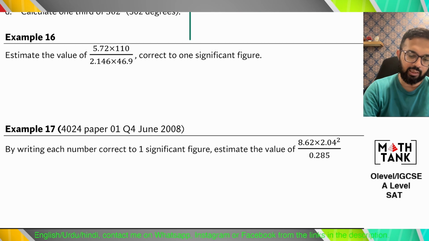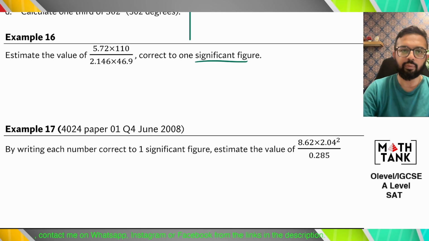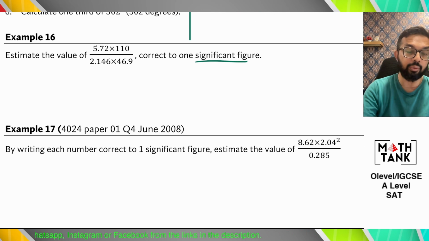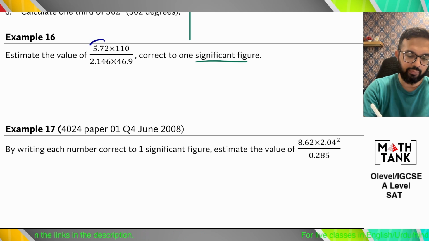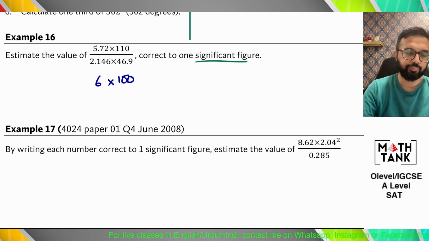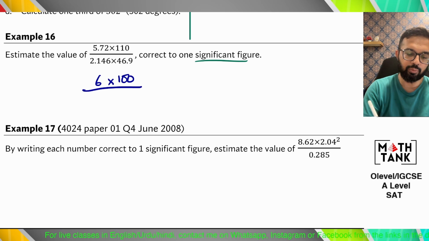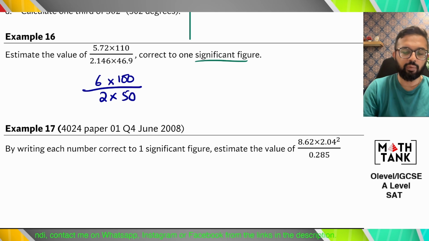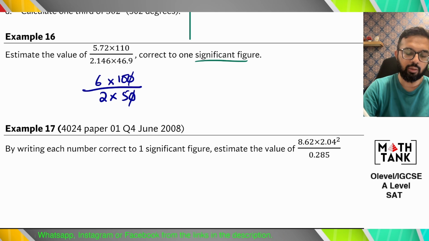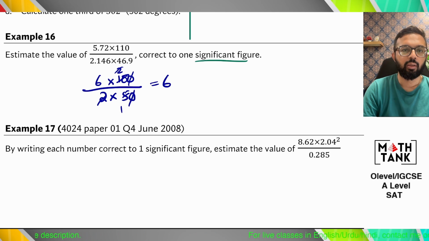Okay, let's estimate the value of this correct to one significant figure. So what I'm going to do is I'm going to start rounding off in such a way that I can round off to one significant figure. So 5.72 will round off to 6. That will round off to 100. Will round off to 2. And this should round off to 50. All correct to one significant figure, and then you reduce. Answer should be 6.